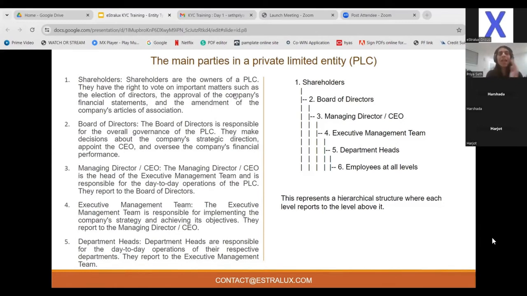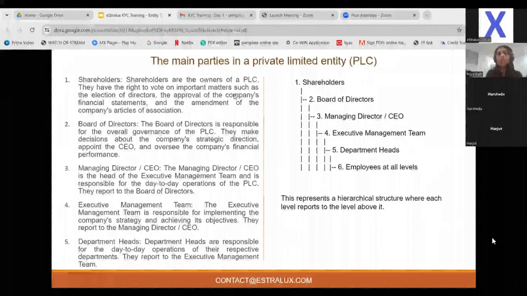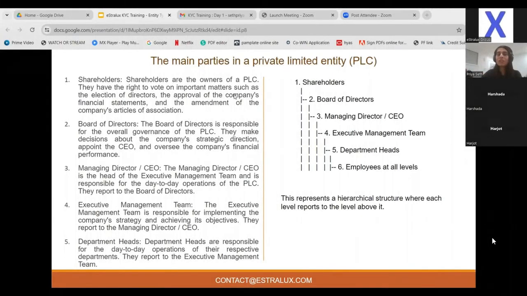If you see the definition, the board of directors is responsible for the overall governance. Whenever a company is formed, a certain section of people will form the board of directors in order to govern that company. Shareholders, like I explained before, are the people who own the shares in the company or who form the company. Like Khushbu and I come in with 50-50% and put in money to form a company. We become the shareholders.